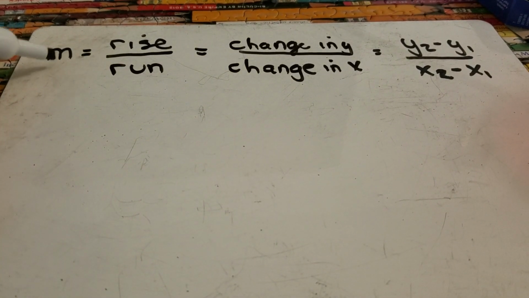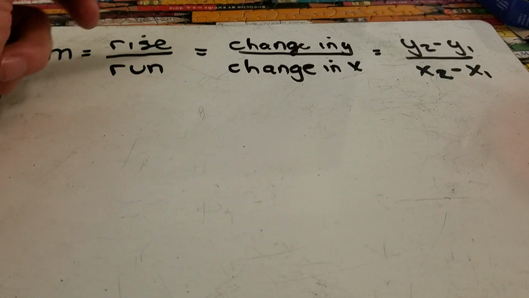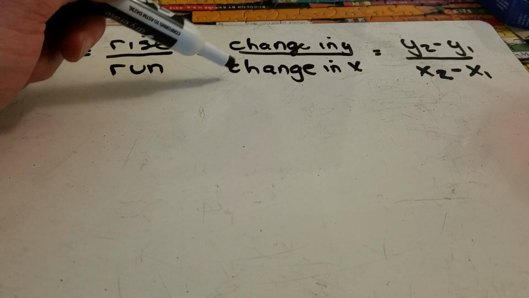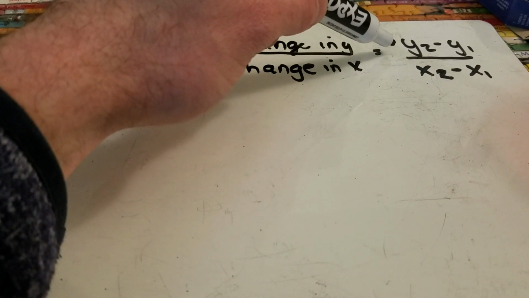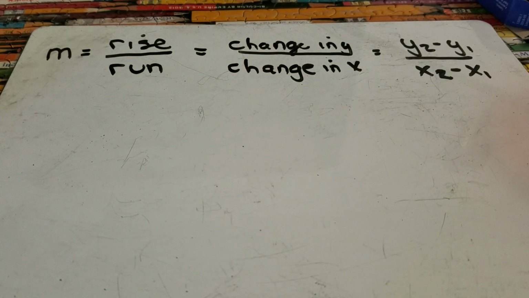Slope, we already know, is rise over run. Sometimes we say change in y over change in x. This is the new formula we're going to be working with: y2 minus y1, my second y minus my first y, over x2 minus x1, my second x minus my first x. It essentially is the same thing as change in y over change in x, or rise over run. I'm just looking at how much it's going up or down, and then how much it's going left or right to get from one point to the next.